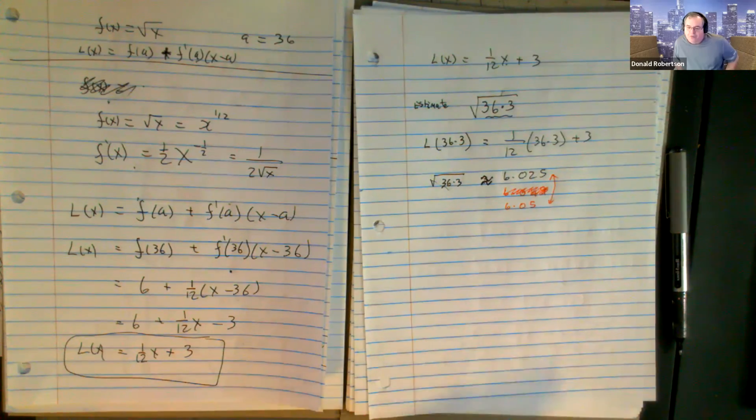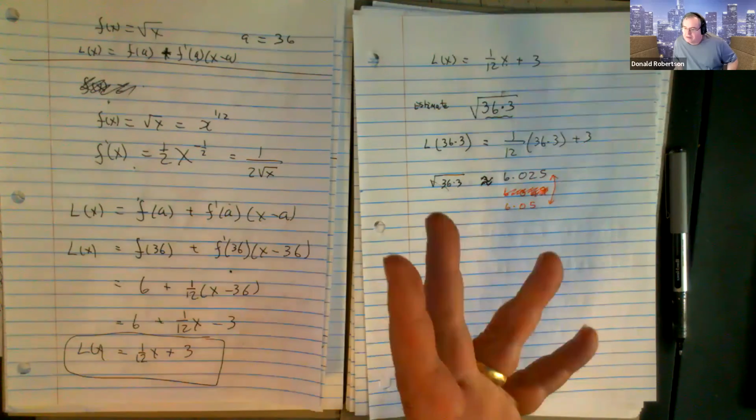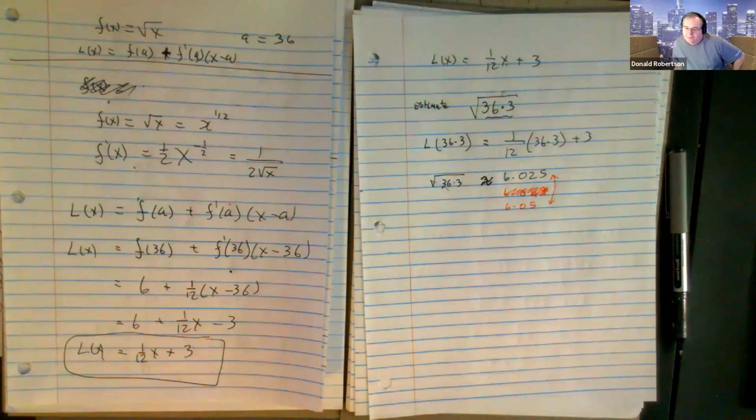And if you wanted to know the error, wouldn't you just take one away from the other? And that's the error, right? How far off you were. In this case, 0.025.